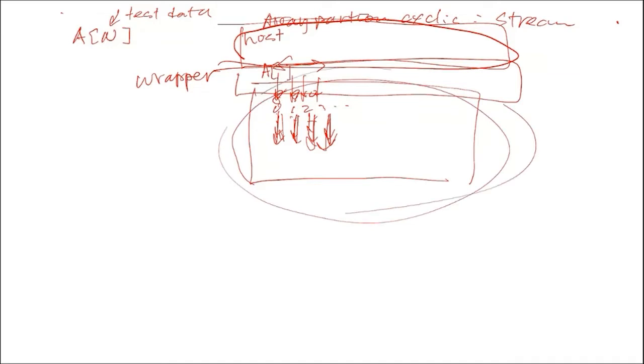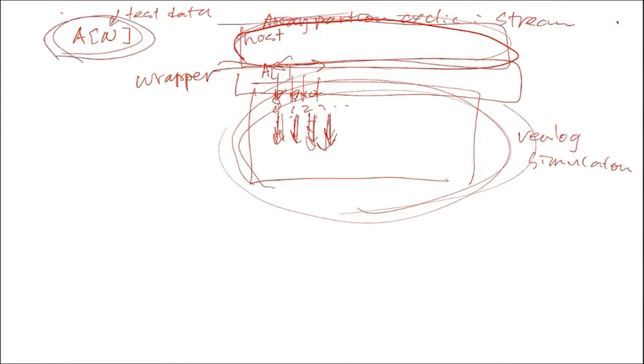And then on the host side, the host program, when you prepare the test data, you simply put the test data into this A array. And this one runs in the Verilog simulator. The simulator runs cycle by cycle and needs the data fed in, and the host program has the A array. So you have to have something here, a wrapper, to prepare all the data to test this module.